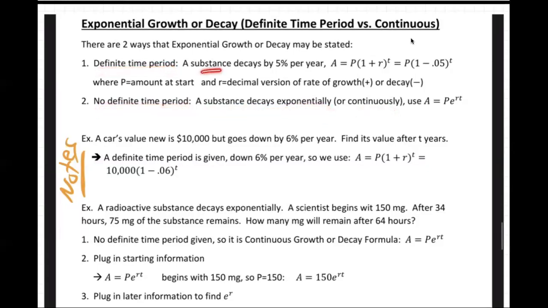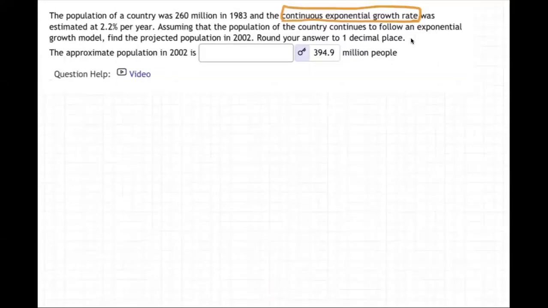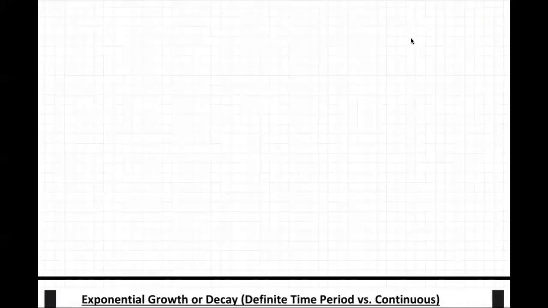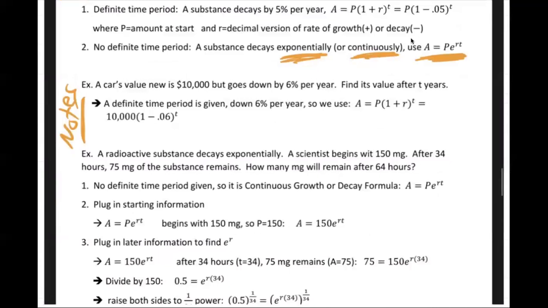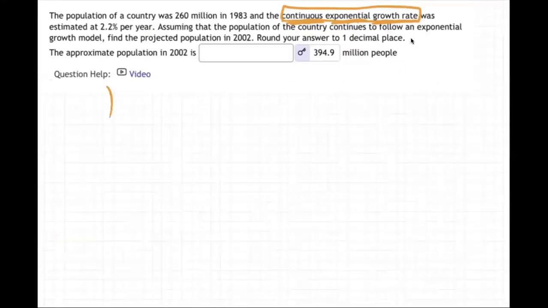So for example, if they say it decays 5% per year, then you use this formula, A equals P times 1 plus R to the T. If it says exponentially or continuously, you use A equals PERT. What did ours say? Continuous exponential growth. So even though they did say per year, don't let that throw you off. It's still continuous. So continuous exponential, there's the formula we're going to use: A equals PERT.